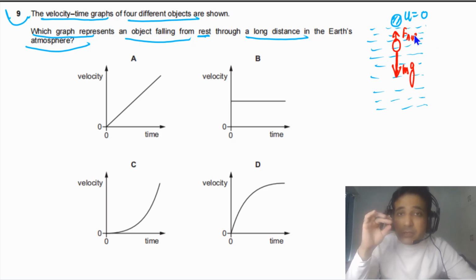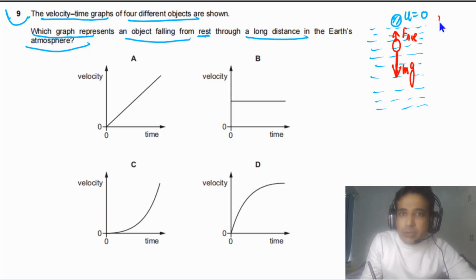But air resistance depends on speed, so air resistance will increase. Initially we can say acceleration will be equal to g because acceleration is due to the force of gravity, but when the ball is moving, acceleration will decrease because F net will decrease. And finally, these two forces will balance each other.